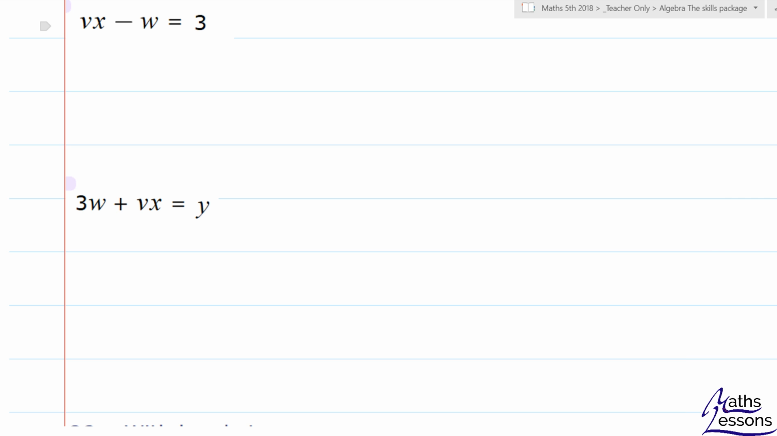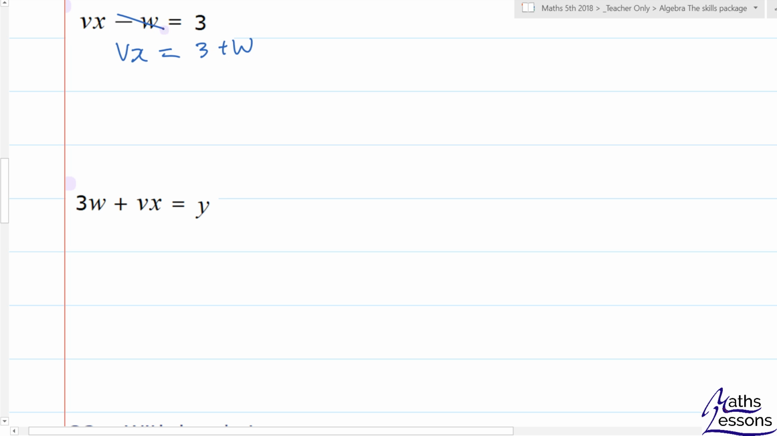Going through this. So Vx minus W equals 3. So what I'm going to do is add W to both sides first. Always work from the outside back into the thing, making the subject. So we've got Vx equals, add W to both sides.